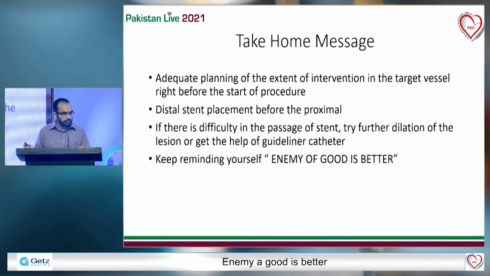So the take-home message is adequate planning of the extent of intervention in the target vessel right before the start of the procedure is necessary. And distal stent should be placed before the proximal one. If there is difficulty in the passage of stent, try further dilatation of the lesion or get the help of other devices like GuideLiner or GuideZilla. And keep reminding yourself that enemy of good is better.